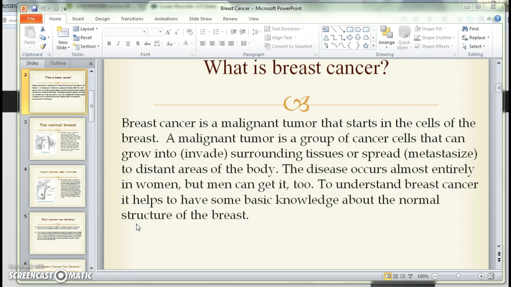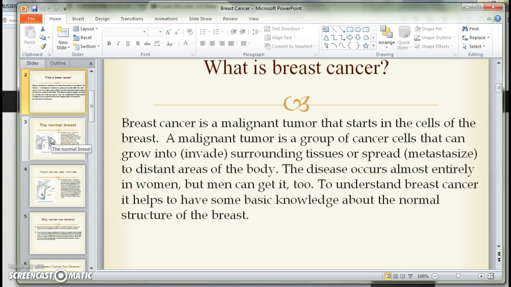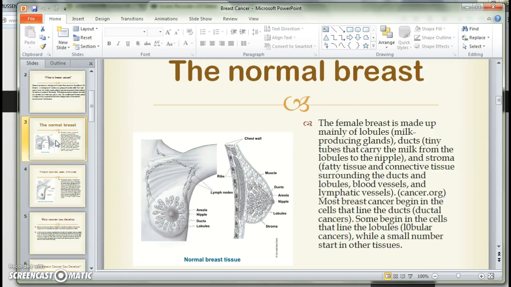To understand breast cancer, it helps to have some basic knowledge about the normal structure of the breast. The female breast is made up mainly of lobes, milk-producing glands. Ducts are tiny tubes that carry the milk from the lobes to the nipples. And stroma is the fatty tissue and connective tissue surrounding the ducts and lobes, blood vessels, and lymphatic vessels.